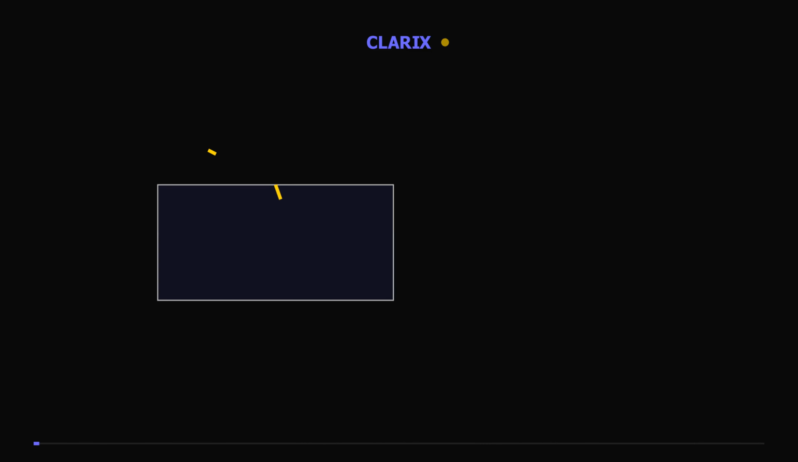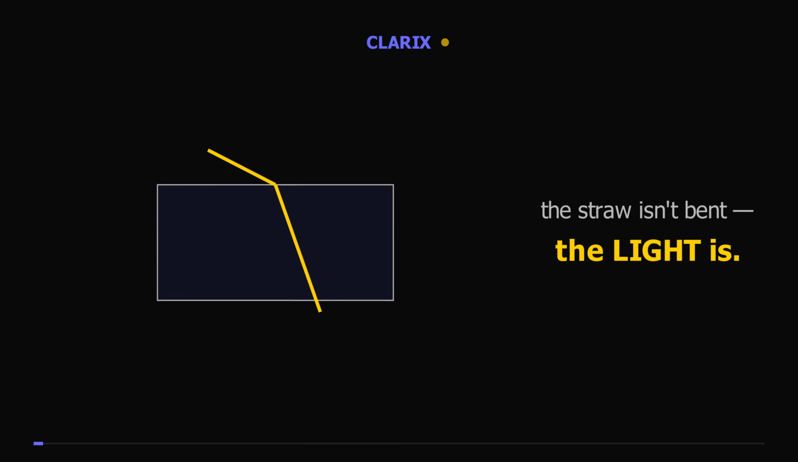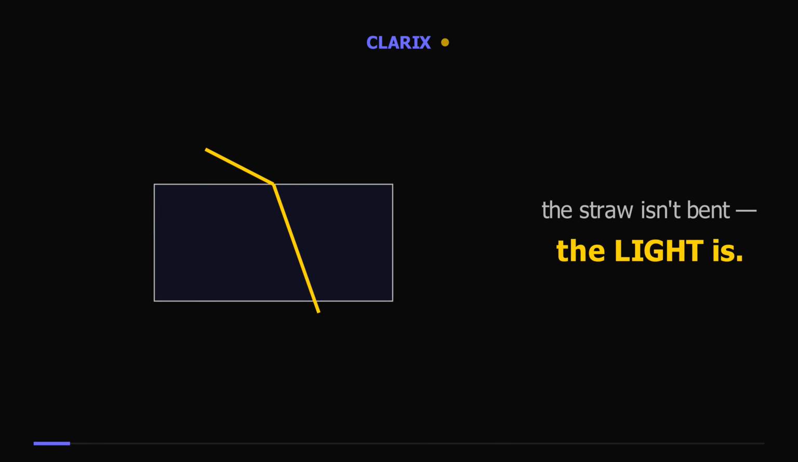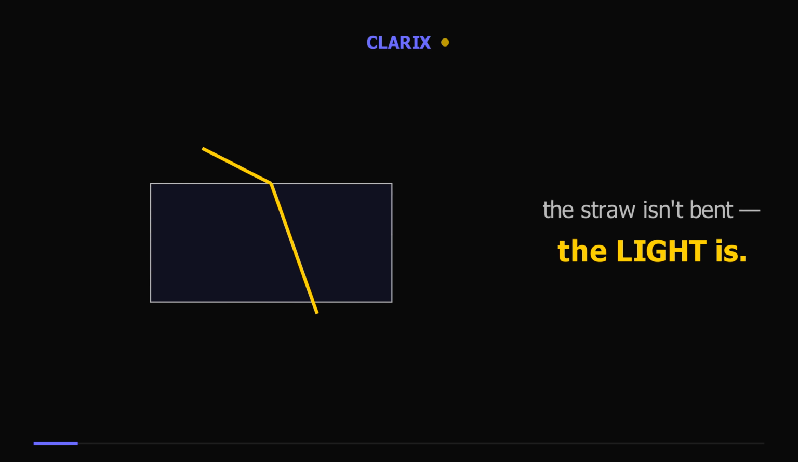Dip a straight straw into a glass of water and it looks bent at the surface. Drop a coin in a bowl, step back till it vanishes, then pour in water, and the coin reappears. The straw isn't bending and the coin isn't moving. Light is. This is refraction, and once you get it, lenses, spectacles, and magnifying glasses all make sense. We'll build it from zero.